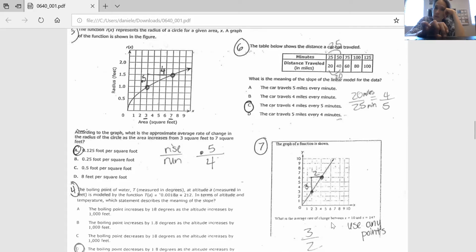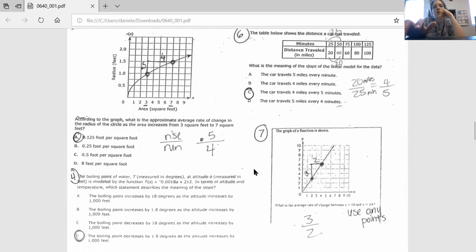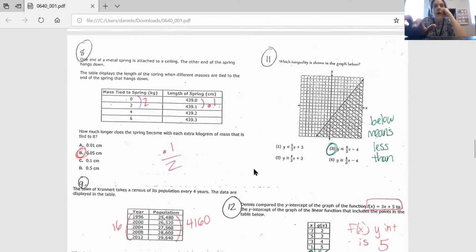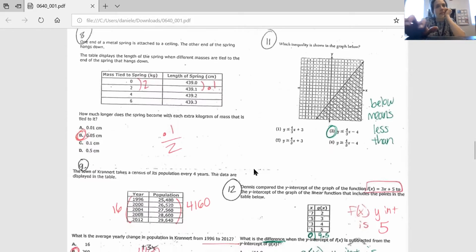And number 7, rate of change between 10 and 14. So I can't see those on my graph, but I know this is a constant change, so I can really pick any 2 points. Rise over run would be a positive 3/2. If you flip to the back, what do you know? More rate of change, more y change over x change.